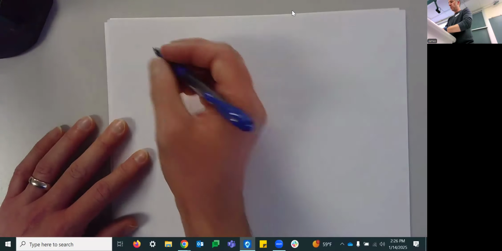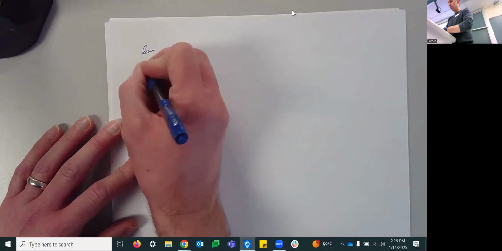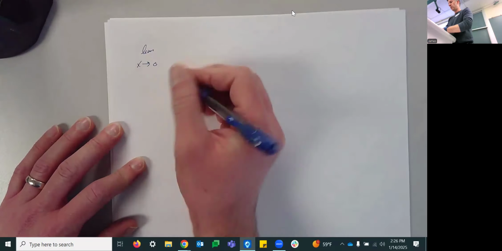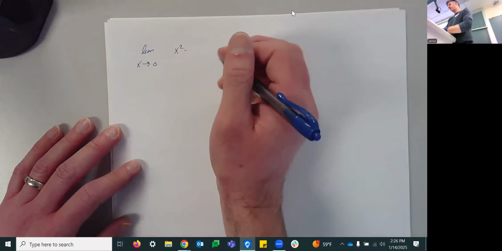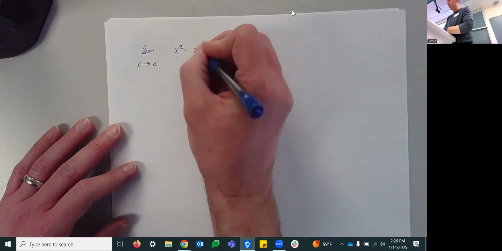So here's a pretty common example of a limit. The limit as x approaches 0 of x squared times, let's be unoriginal, sine of 1 over x.